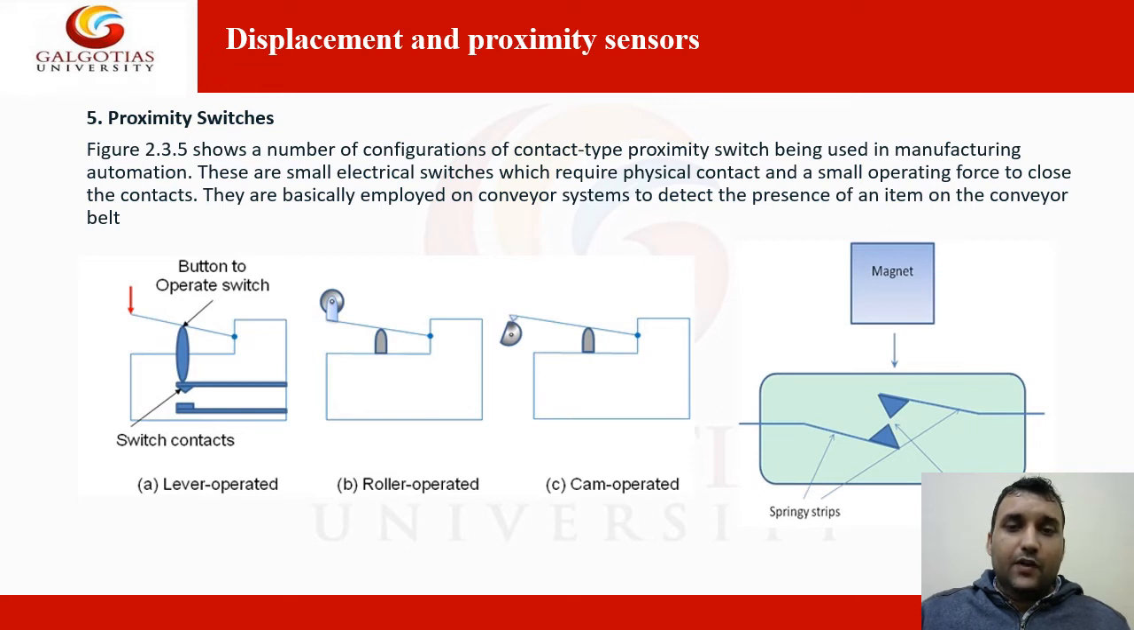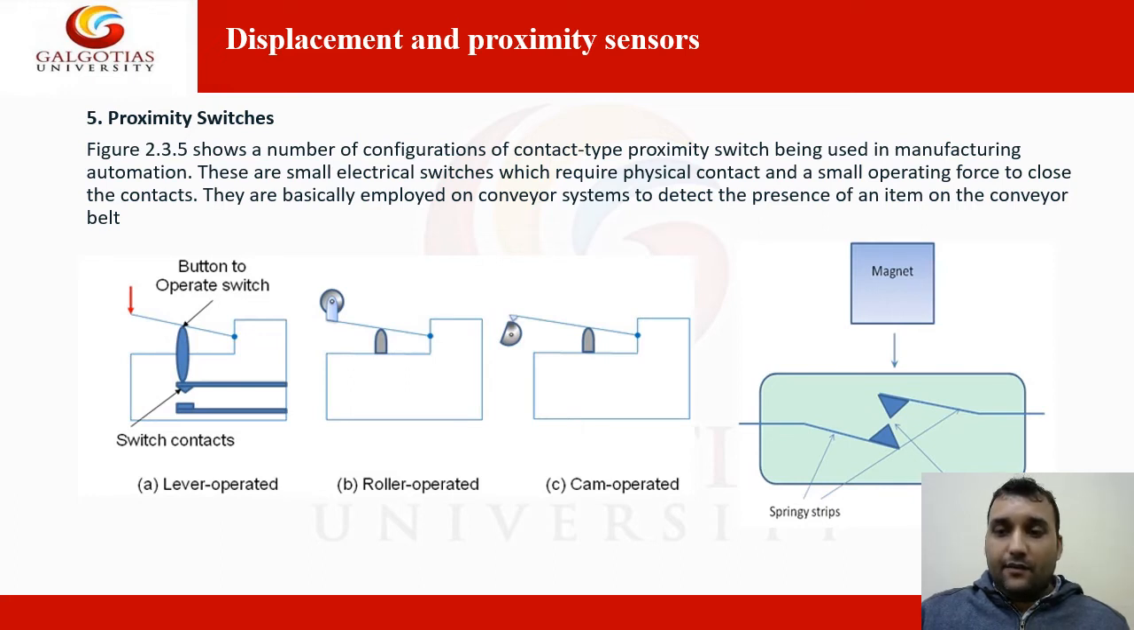These are basically employed on conveyor systems to detect the presence of an item on the conveyor belt. This is a button to operate a switch here. This is the button, this is the switch contact. Okay, this is lever operated. In the roller operator, this roller is there. This is the switch. In the cam operator, this is cam operated.